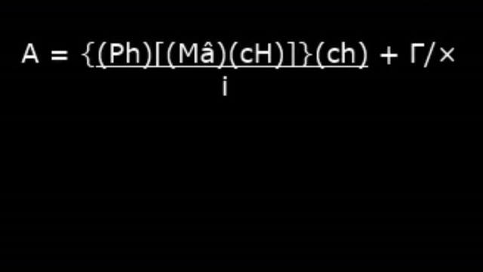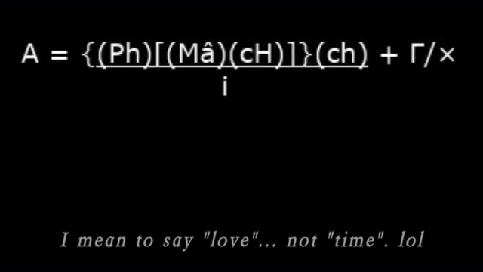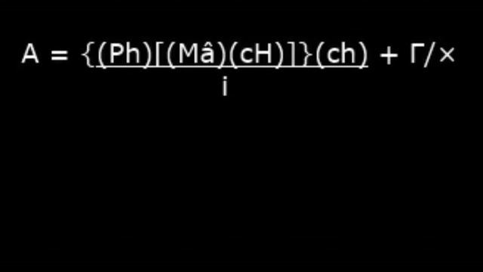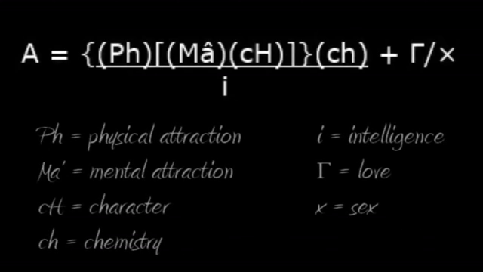This is what attraction looks like in its own algorithm. You have A, which is equal to pH multiplied by its own little parentheses of capital A, MA, and then parentheses C, capital H, and you notice that one is different from the one on the end, where they're both lowercase ch. And then all of that is over I, plus the upside down L, which we've talked about as time, divided by X. Now what these indicate: pH stands for physical attraction.